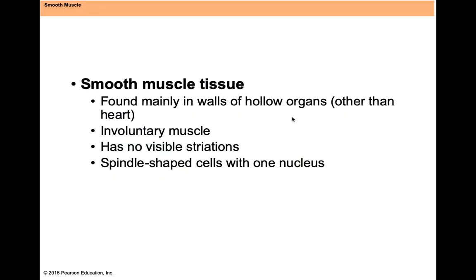Okay, next type, we have smooth muscle tissue. This is found mainly in the walls of hollow organs other than the heart. The heart is the only place that we'd have our cardiac muscle tissue, but smooth muscles are going to be found in the walls of our other hollow organs. Again, this is involuntary muscle movement because you cannot control when your organs are contracting. There are no visible striations, no stripes or banding, on our smooth muscles. Think about it: smooth. There are no bands, it's just smooth. And we have spindle-shaped cells with only one nucleus.